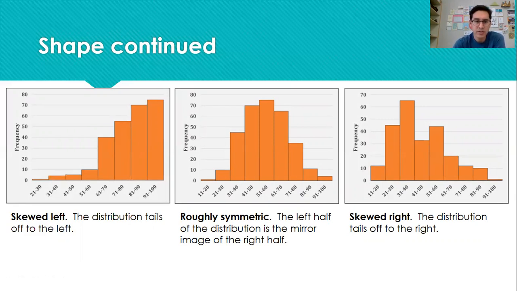So here, these terms all refer to the tail end of the distribution. If there's a long left tail, skewed left. If there's a long right tail, skewed right. If the two tails look like mirror images of each other, then it's symmetric.